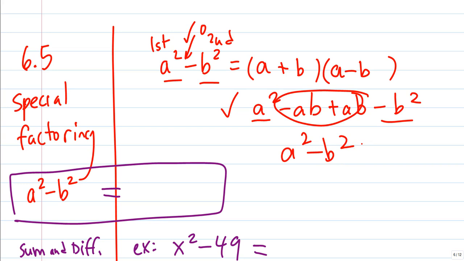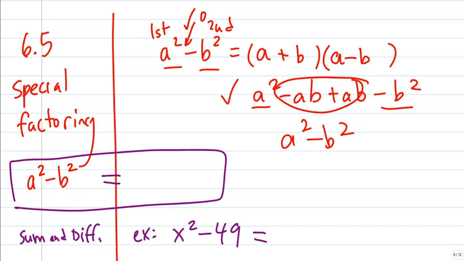So if I ever have a squared minus b squared, they call this a sum and difference. Basically, you can factor it to a times a, and a positive b, and a negative b.